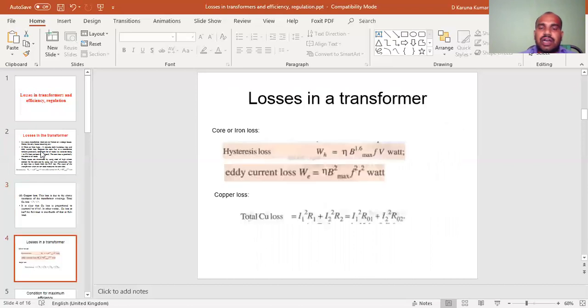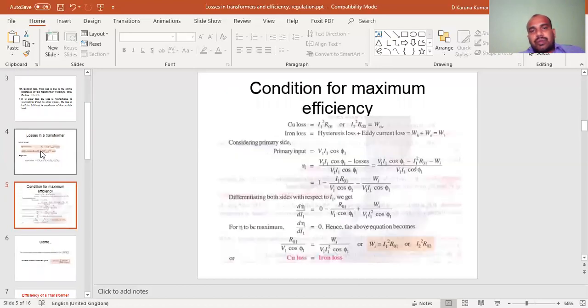The losses are core losses and copper losses. Core losses are of two types: hysteresis and eddy current losses. Hysteresis loss is Wh equal to efficiency times B maximum to the power 1.6 times F times V. The units of losses are watts. Eddy current loss is efficiency times B maximum squared times F squared times T squared. Total copper losses are I1 squared R1 plus I2 squared R2, or I1 squared R01 plus I2 squared R02.